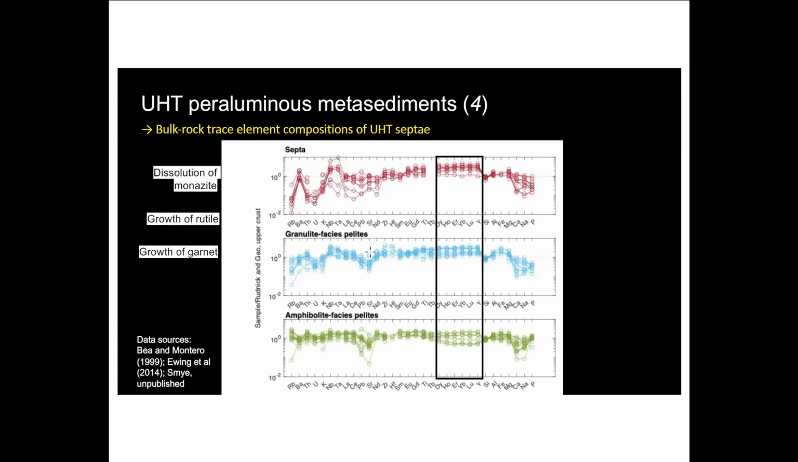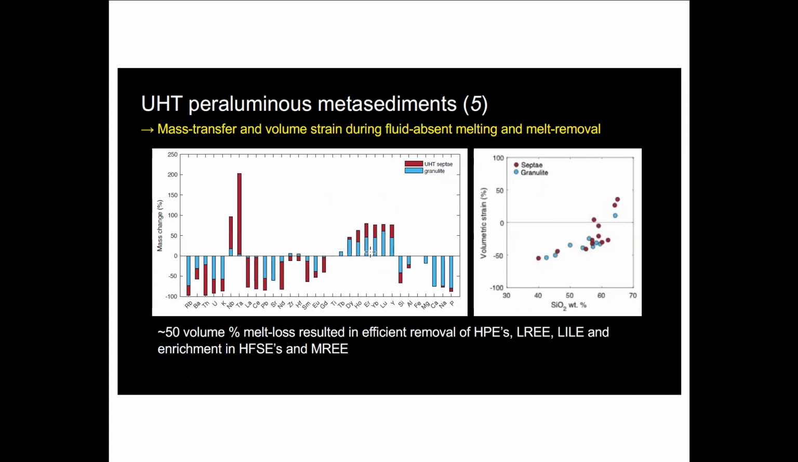If we assume conservative or immobile behavior of titanium, I'm able to quantify the mass change for each of these elements based on conservation of titanium. So this is what I'm showing you here, the mass change for the granulites relative to an amphibolite precursor, and the UHT septa relative to the amphibolite protolith. And again, the dissolution of monazite leads to a depletion of thorium, as well as a depletion of the light rare earths, an enrichment in the high field strength elements, explained by the growth of rutile, as well as an enrichment in garnet.